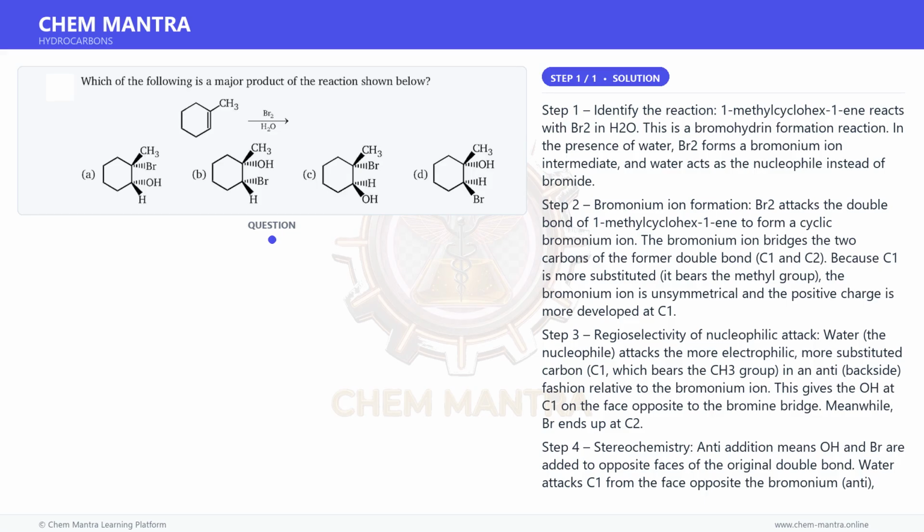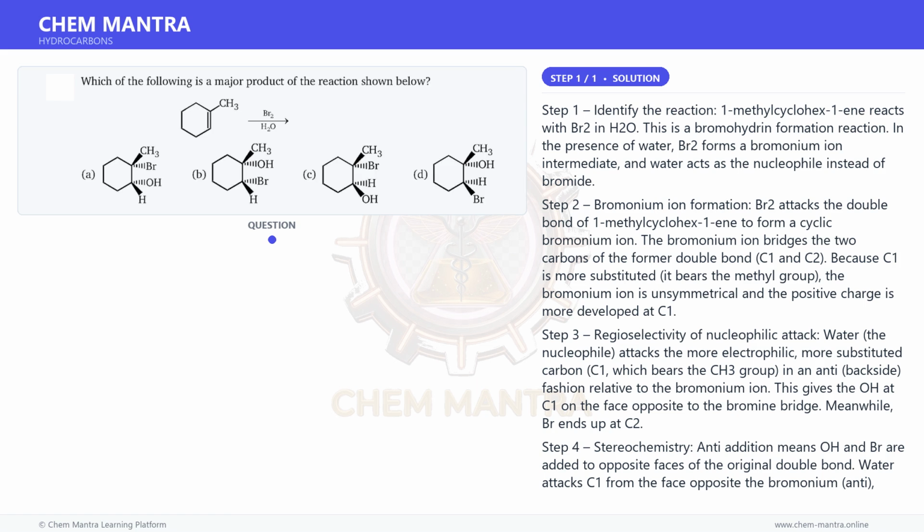1-methylcyclohexene reacts with Br2 in H2O. This is a bromohydrin formation reaction. In the presence of water, Br2 forms a bromonium ion intermediate, and water acts as the nucleophile instead of bromide.